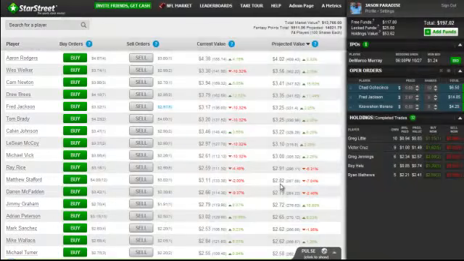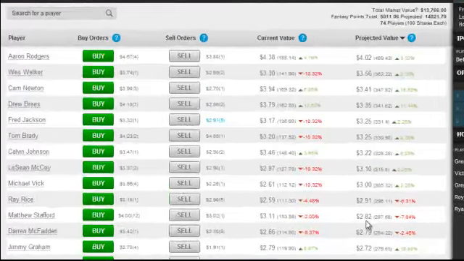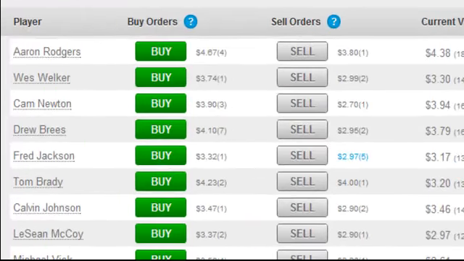The next column over is the buy orders. These are the best available prices to currently buy each stock for. This buy order is set by another trader who owns shares of that player, and this price indicates what they are willing to sell those shares for. The number in parentheses is the number of shares available for purchase at this price.